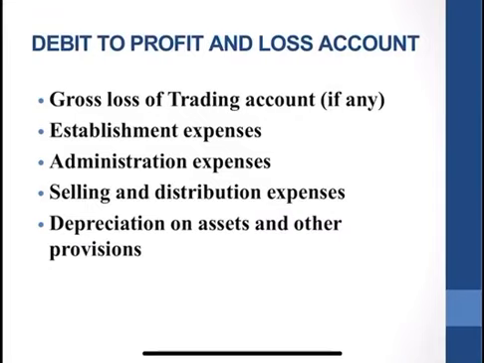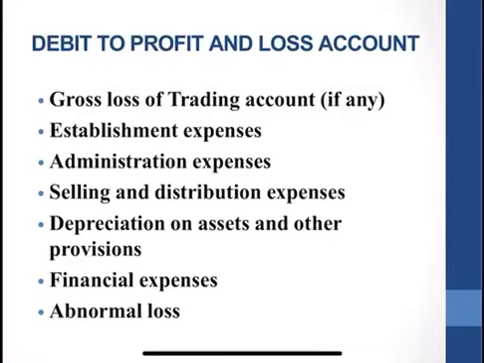Depreciation on assets like building, machinery, furniture, patent, loose tools, etc. is debited to profit and loss account. And provisions for future losses, like provision for doubtful debts on debtors and provision for discount on debtors, are also debited to profit and loss account. Then financial expenses, revenue charges incurred with regard to raising of capital and loans, like interest on capital, interest on loan, bank charges, interest on overdraft, are called financial expenses and debited to profit and loss account.